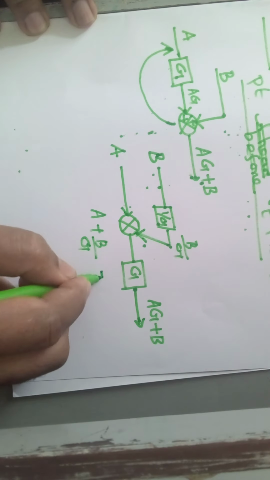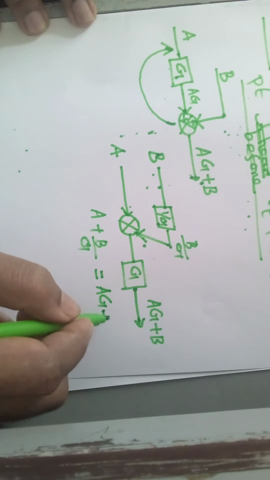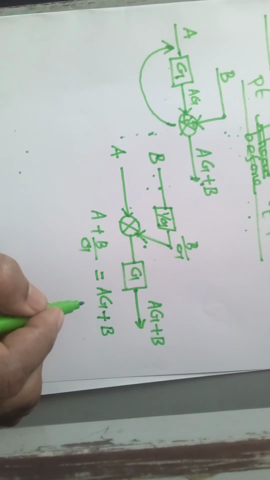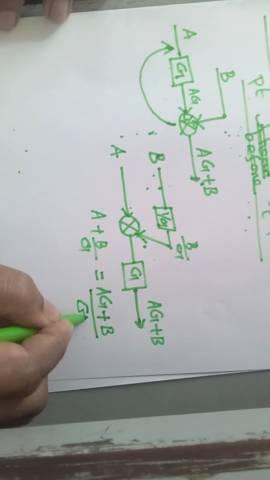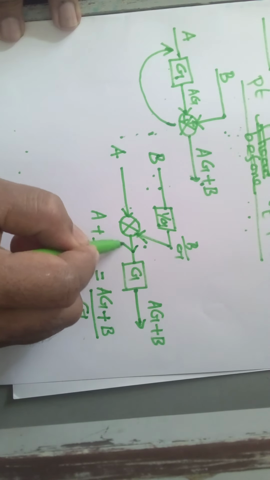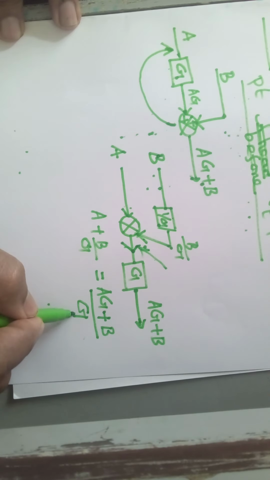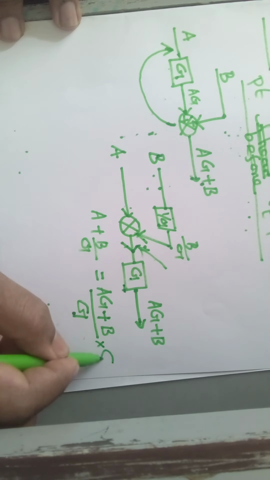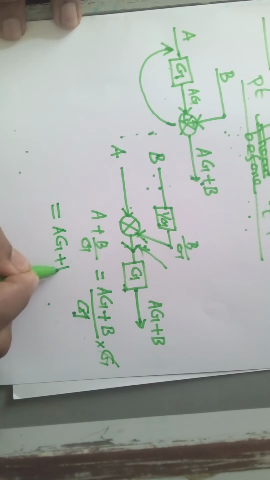What is this? So this is nothing but AG plus B, okay, AG plus B divided by G. Understood? So this output here, at this point, the output is what? AG plus B by G. Understood? Once again you are multiplying the same quantity with the G. So if you multiply the same quantity with the G, the G will get cancelled, your output will be equal to AG plus B. Understood?